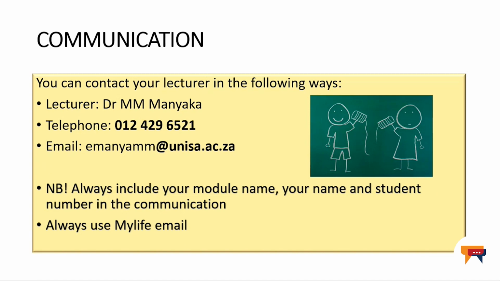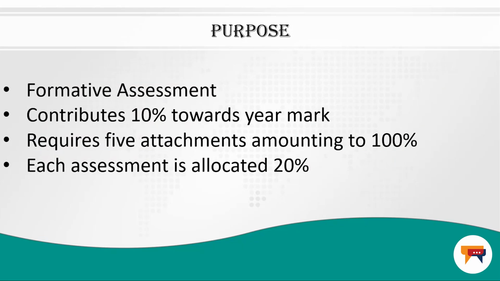My email is emanya@unisa.ac.za. Make sure it's correct. When you write, on your subject line, you write the module code and the assessment that you are inquiring about. For instance, you say TPF 3704, assessment 2, or assessment 50, whatever the case may be. Make sure that you use My Life all the time. Those who use private emails will usually not get an answer and will be asked to use their My Life email. Make use of My Life email at all times.